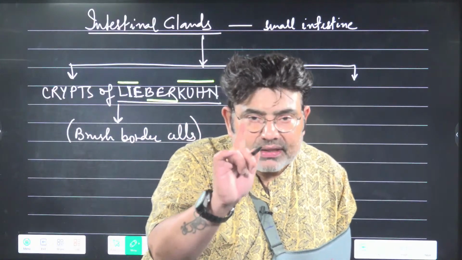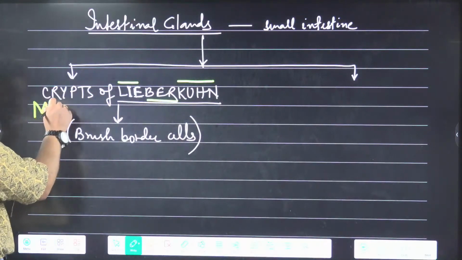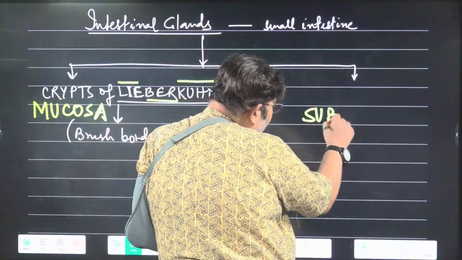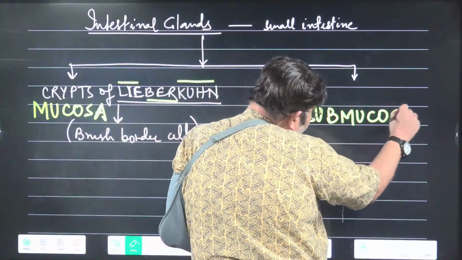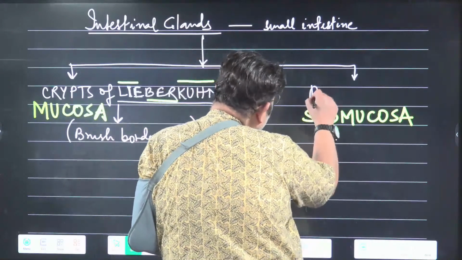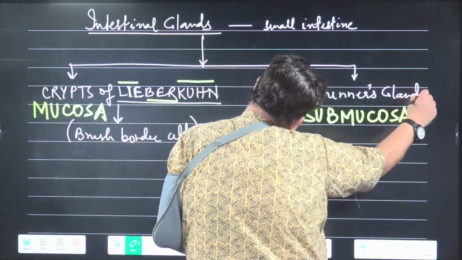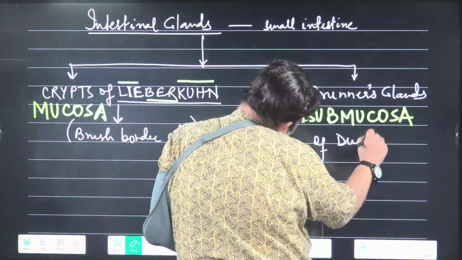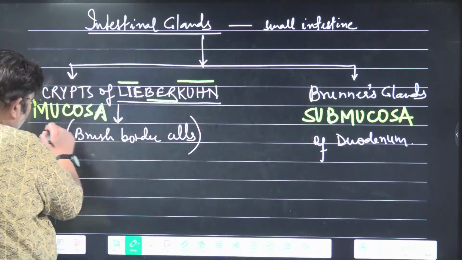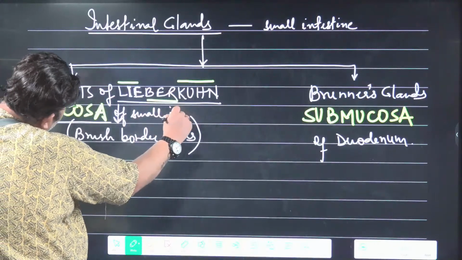This is present in the submucosa. This is in the mucosa. This is present in mucosa. And the other one is present in the submucosa. The biggest hint I have given you, submucosa. Yes, please. Yes, you got the answer. The other one is Brunner's gland. They are present in the submucosa of duodenum. This is present in the mucosa of small intestine, the mucosa of the complete small intestine.